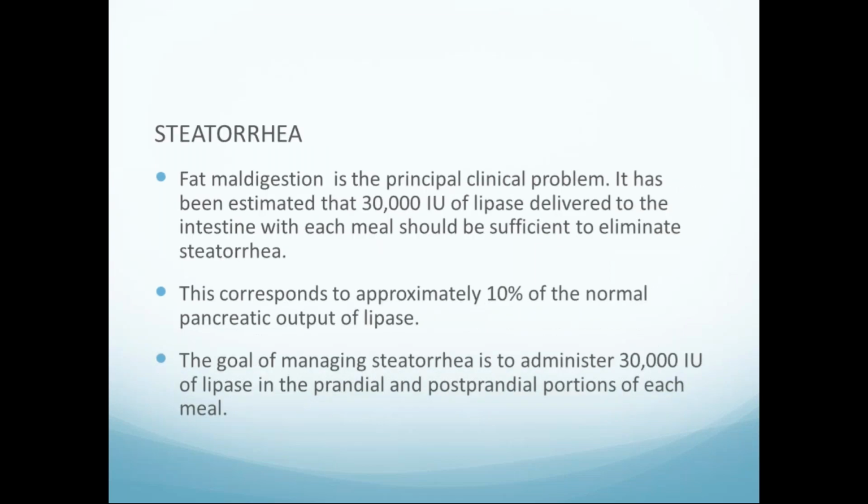So coming to steatorrhea. How do you treat steatorrhea? It is a fat malabsorption or maldigestion process, and 30,000 international units of lipase delivered to the intestine should be sufficient to eliminate the steatorrhea. That is, it helps in absorption and digestion of fat within the intestine. Okay, it corresponds to 10% of the normal pancreatic output of lipase. So the goal of managing steatorrhea is to administer 30,000 units of lipase prandially and postprandially. So before the meals and after the meals, we administer the 30,000 units so that there will be no steatorrhea and there will be sufficient fat absorption and digestion.